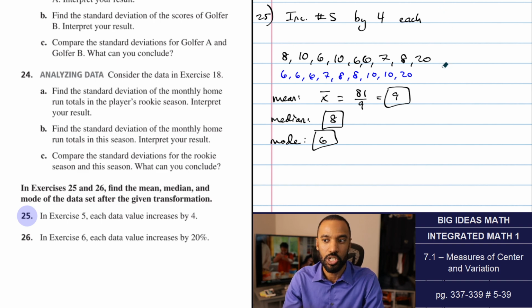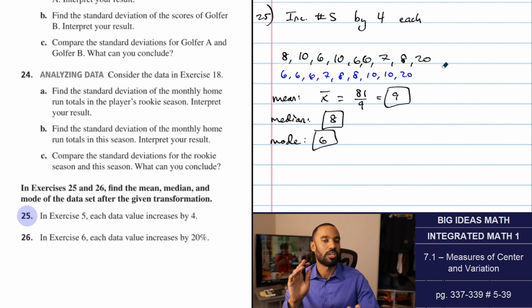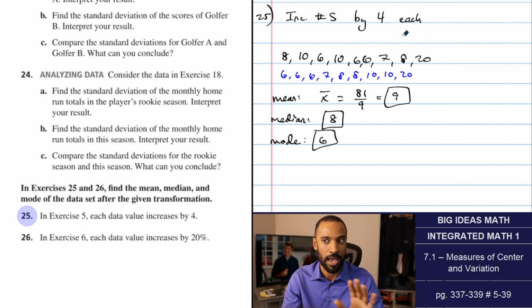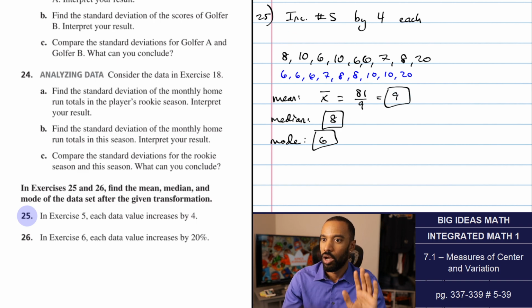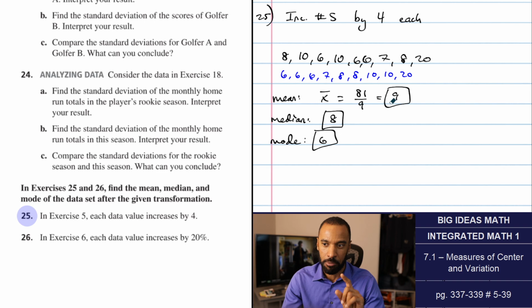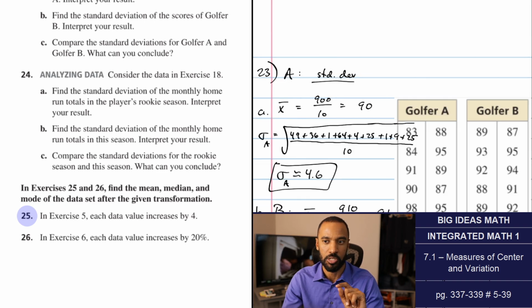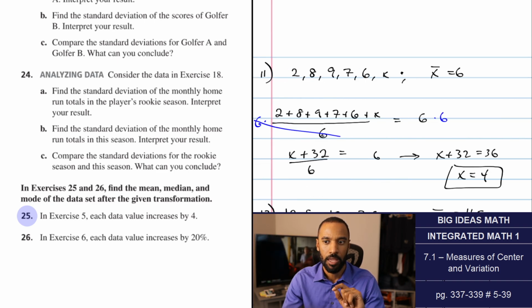Okay, well, everything's going to change a little bit, but here's the thing. Now it's a good time for me to bring this up. I'm not really going to recalculate, but I have to change these answers, obviously, right? Okay, what were the original mean, median, mode? This is 9, 8, and 6. Remember those numbers, 9, 8, and 6. Let's go to number 5.